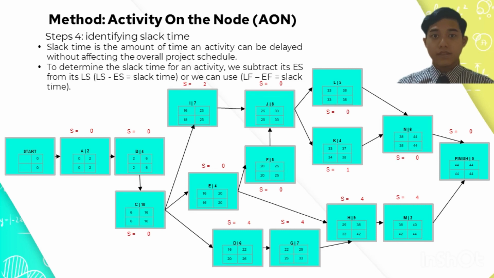Based on the diagram, slack time for tasks A, B, C, E, F, G, L, and finish are 0, while slack time for tasks D, G, H, I, K, and M are 4, 4, 4, 2, 1, and 4.